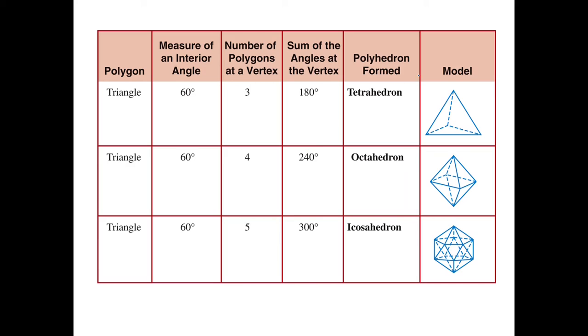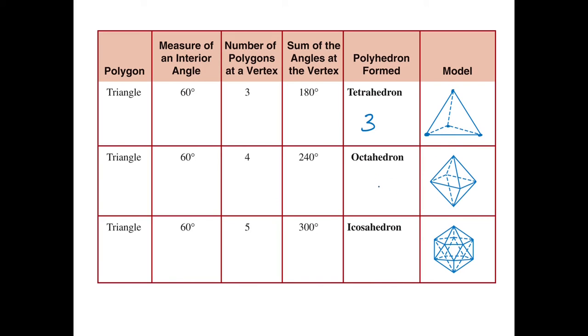So let's summarize some of the polyhedrons that are formed. The first one consists of a tetrahedron. A tetrahedron consists of 3 faces. We have 3 faces here, and each of the faces is a triangle. At each point, the vertices, there are 3 polygons that intersect at that point.